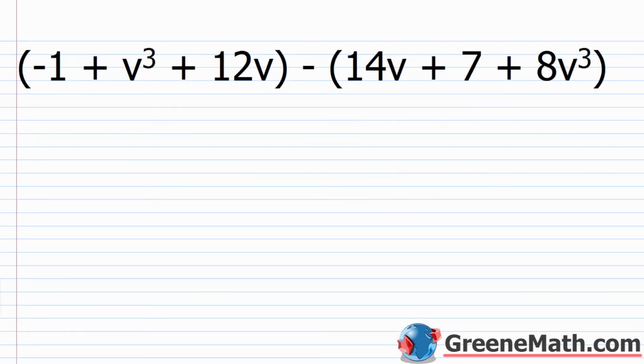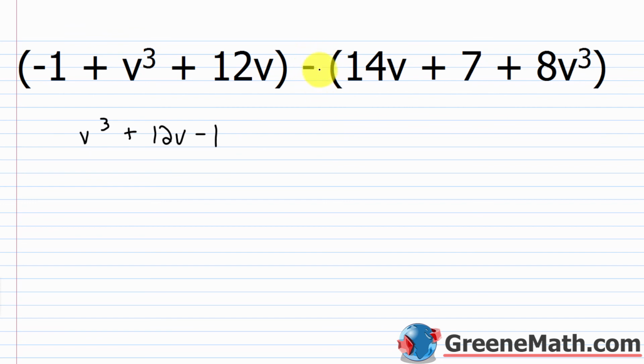What about something like negative 1 plus v cubed plus 12v, and I'm subtracting away 14v plus 7 plus 8v cubed. So again, this first part stays the same. So we have negative 1 plus v cubed plus 12v. But again, if you want to save yourself a little bit of time, you can put the polynomial in standard form to start. So I could reorder this, just put the negative 1 behind everything, and now it's in standard form. And then I have this minus here.